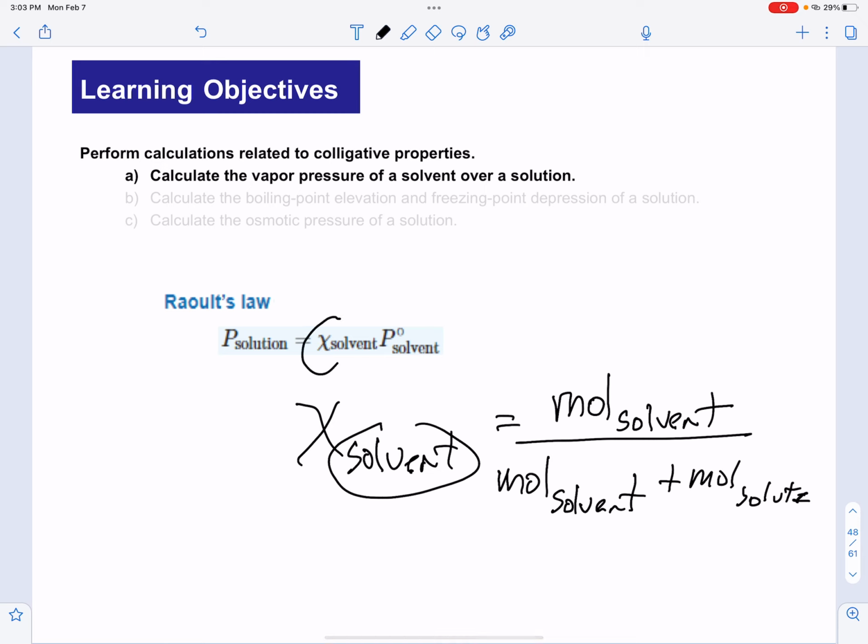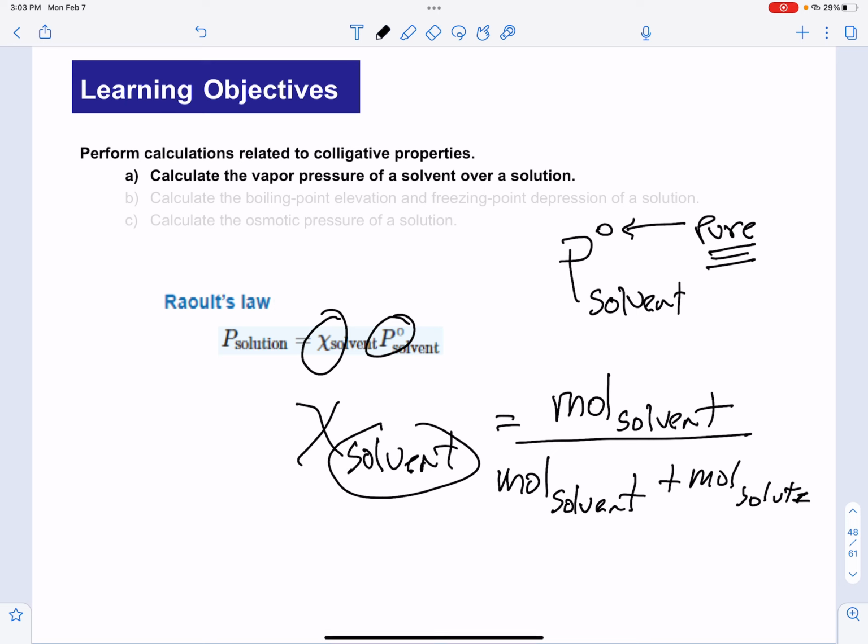So we understand this. What about this? What does that mean? That means that this is the pure solvent. So if water was by itself at a given temperature, what would be the pressure of water? That's the pure solvent. So the pressure caused by the solvent, remember, we're assuming that the solute is non-volatile, so the only thing in the gas phase is the solvent. The pressure of the solvent over the solution, that's what we're measuring.